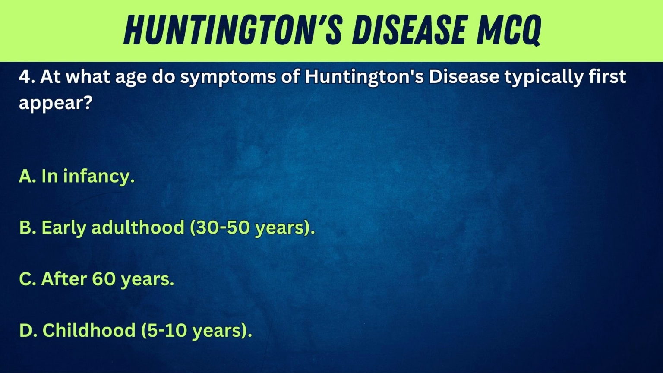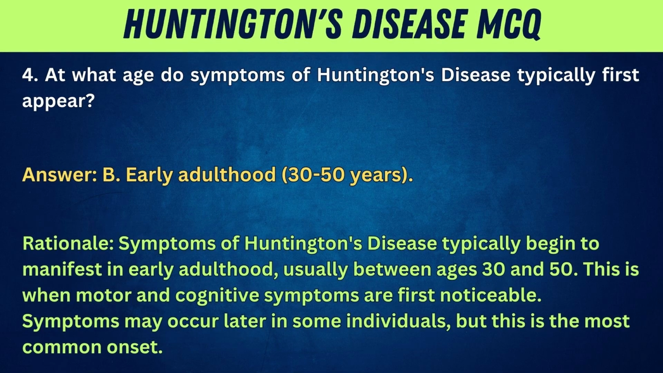4. At what age do symptoms of Huntington's disease typically first appear? A. In infancy. B. Early adulthood, 30 to 50 years. C. After 60 years. D. Childhood, 5 to 10 years. Answer: B. Early adulthood, 30 to 50 years.